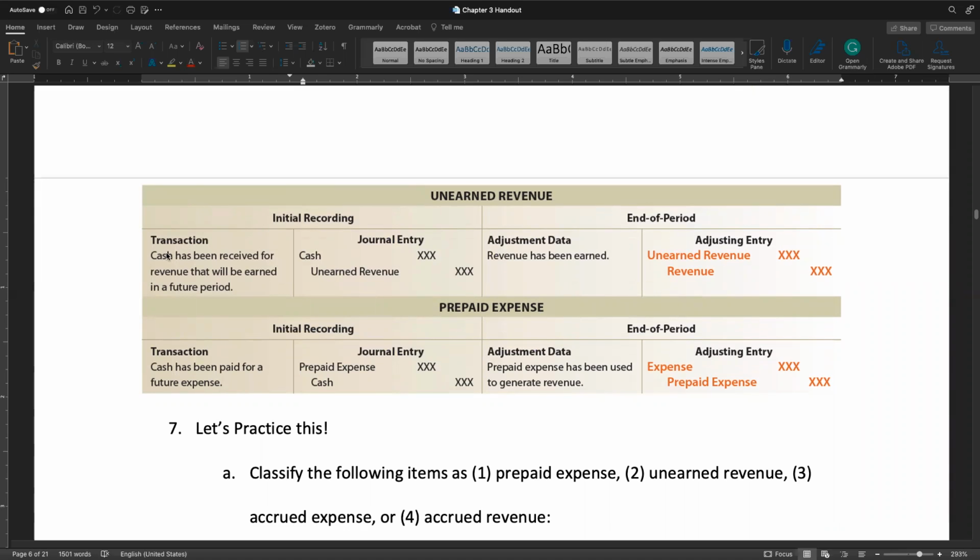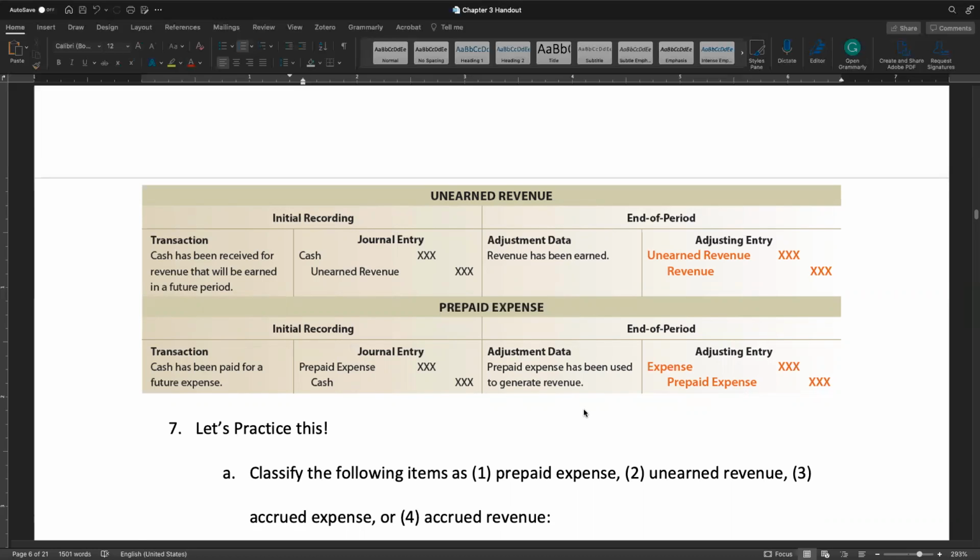With deferrals, so unearned revenue, we've received cash, but we haven't done anything to actually earn that cash. The adjusting journal entry for that is the entry that we do when the revenue has actually been earned. So it's not when we're getting the cash, that's the initial entry. The adjustment is when the revenue has been earned. And then our prepaid expense, we paid cash for a future expense at some point, and now we're showing what of that expense has been used up for the adjustment.